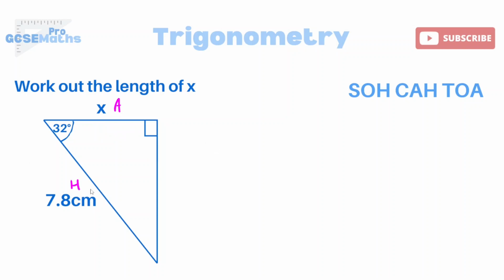So I've got A and H. So the vertical side is actually not relevant, is it? We know it's the opposite, but I don't have it and I don't want to know what it is. So it's not relevant, I'm not going to label it. So I'm going to go through SOH CAH TOA, which one has A and H? Well, that's obviously CAH, isn't it? So in this case, I need to use cos on my calculator.